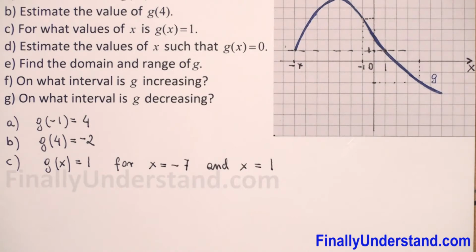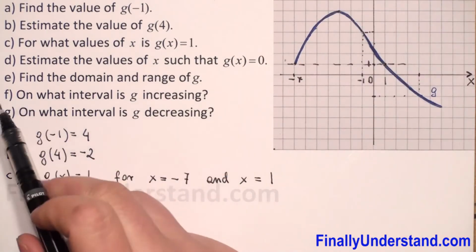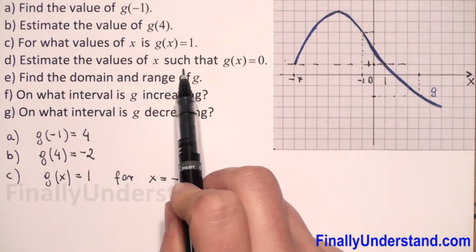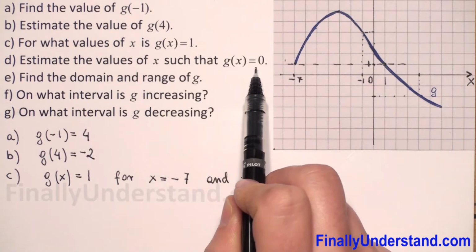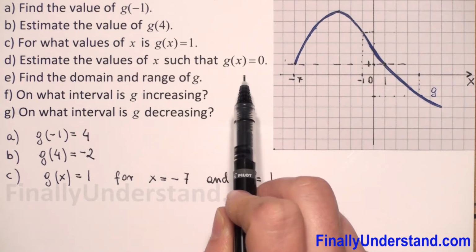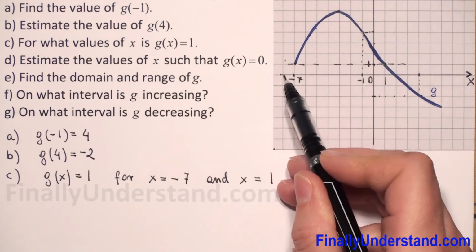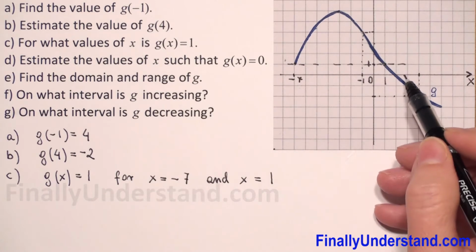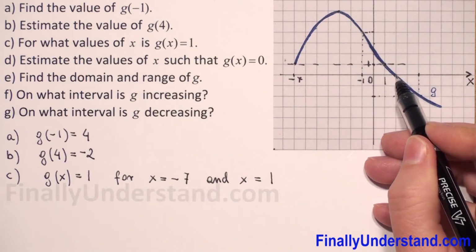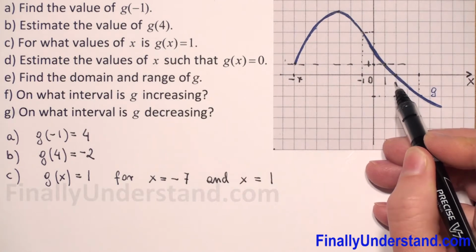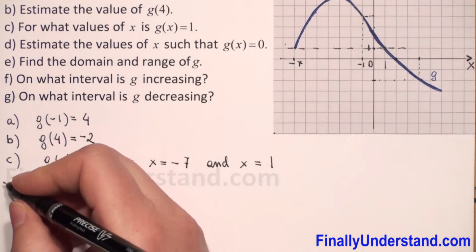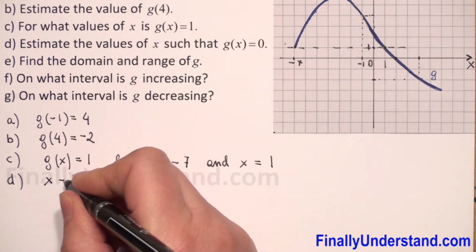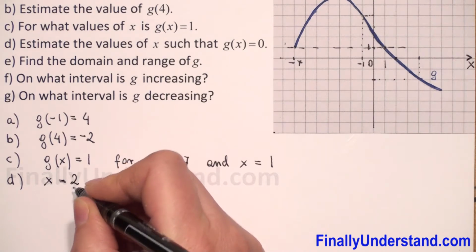Now we have to estimate the values of x such that g of x is equal to 0. The value 0 is just our x-axis. We see our x-axis passes our g function in 1 point. It is x equals 2. So the answer for D will be x equals 2.